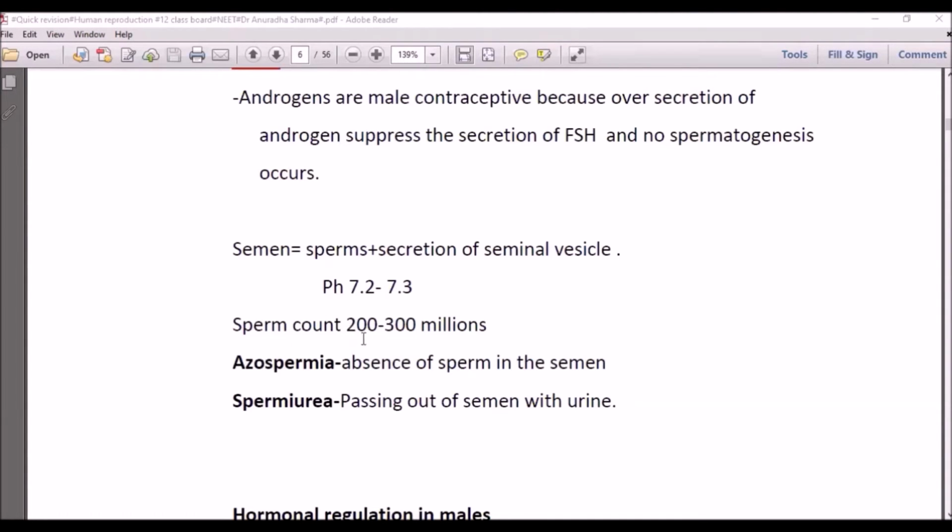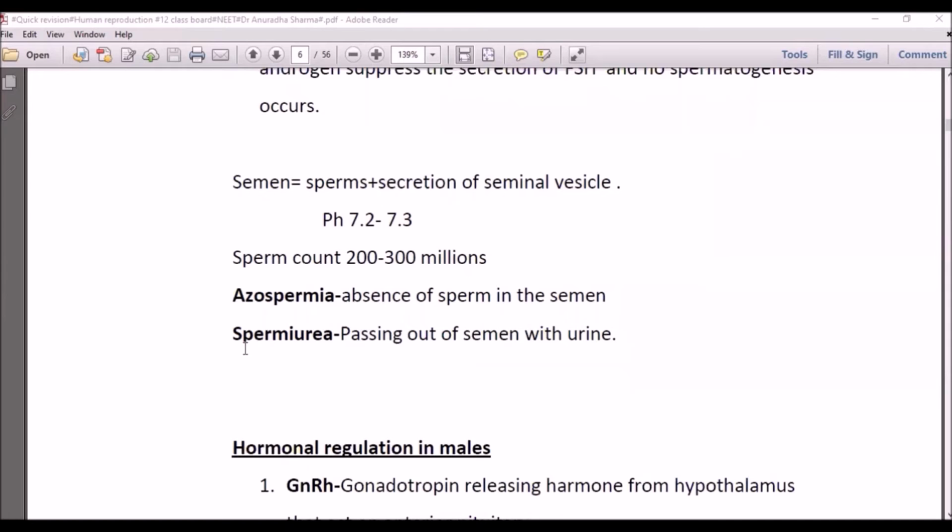Now, the sperm count in a normal male should be 200 to 300 million. Now, there are these two conditions also, like azoospermia. Azoospermia is a condition where the sperm is absent in the semen. So, if the sperm is absent in the semen of the male, this condition is known as azoospermia. And second condition is spermiuria, that is passing out of semen with urine. When this semen is passed out with urine, this condition is known as spermiuria. So these are the two important conditions we should remember, azoospermia and spermiuria.